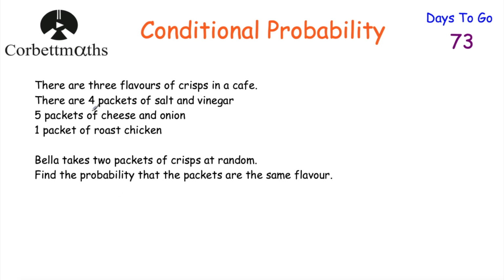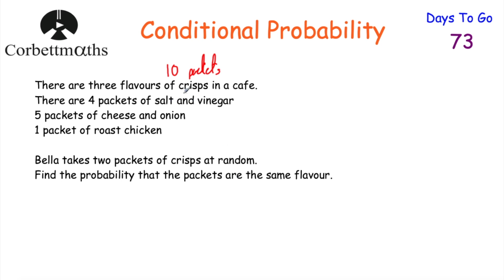Okay, so if I was to do this question, well, altogether, let's see how many packets of crisps there are altogether. There's 4 plus 5 plus 1. There's 10 packets of crisps altogether. So there's 10 packets. And 4 of them are salt and vinegar, 5 are cheese and onion, and there's 1 roast chicken. Now we want to find the probability that the packets are the same flavour.